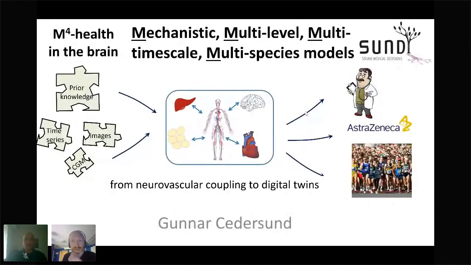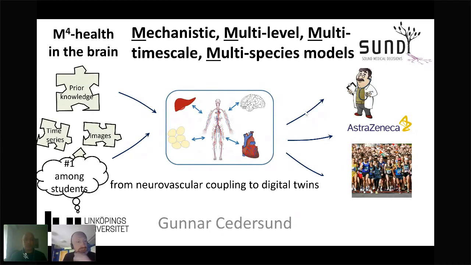The name of this is Cedrus Sund, which is the last part of my name, which means healthy, or that you do something in a sound way. So it's the same word as sound in English. Primarily, I'm employed at Linköping University, which actually is not famous for very much, but we are the most popular university in the world among students. We've been ranked number one across all 5,000 universities that were involved.